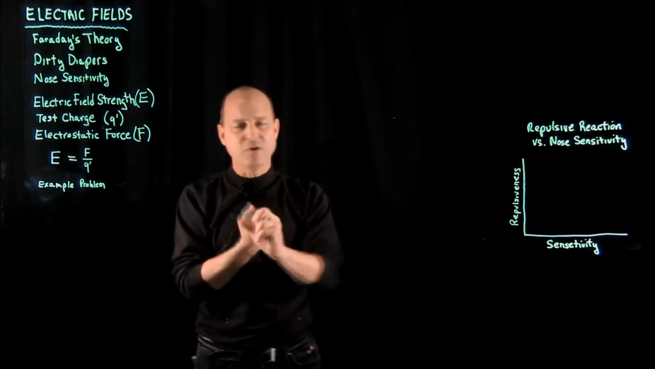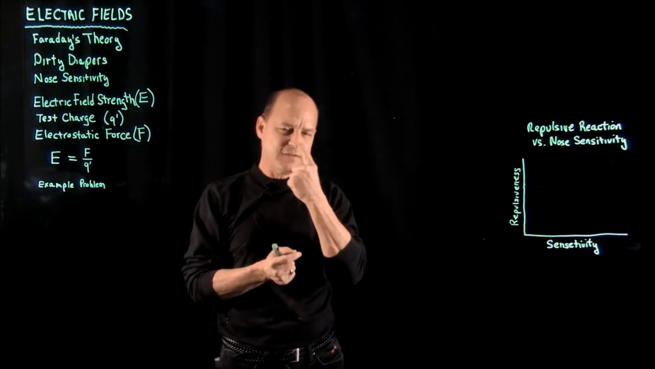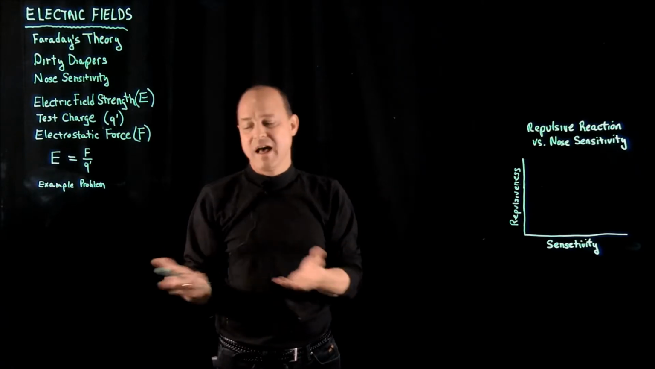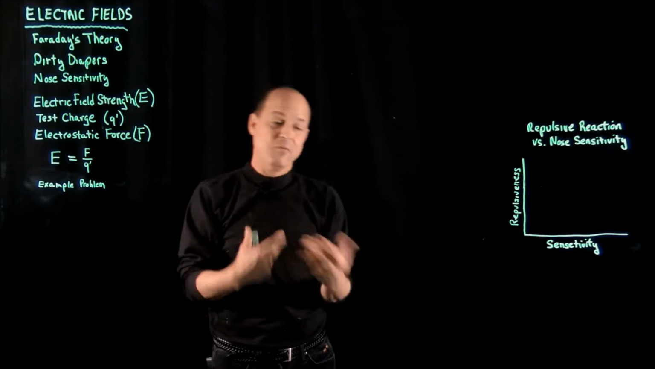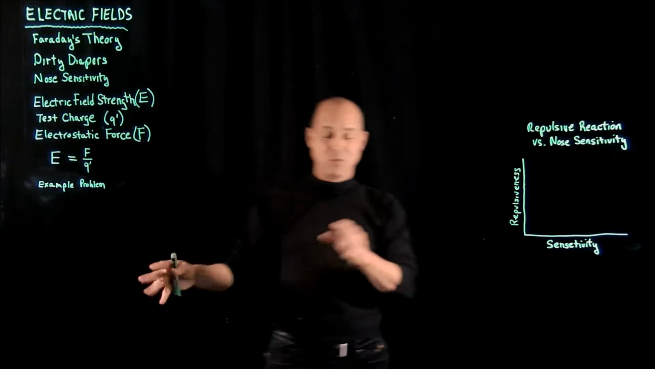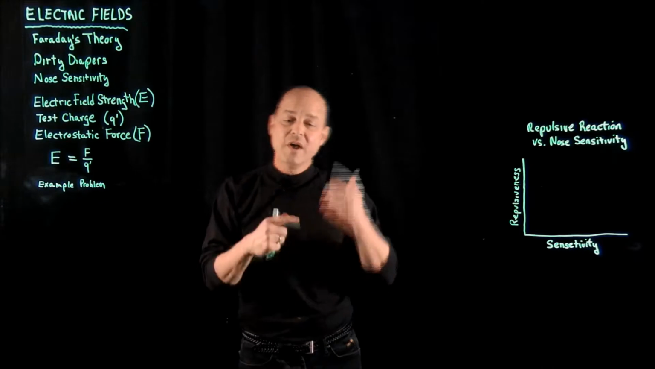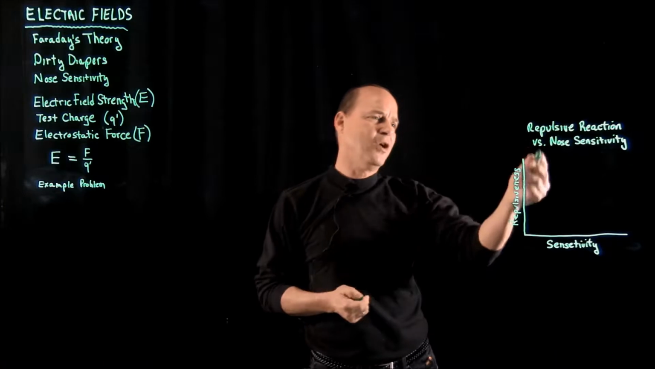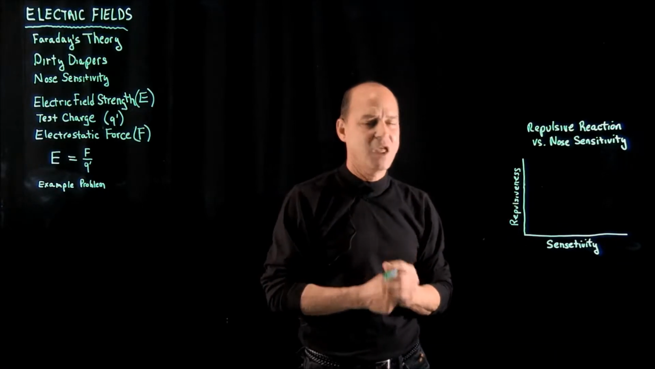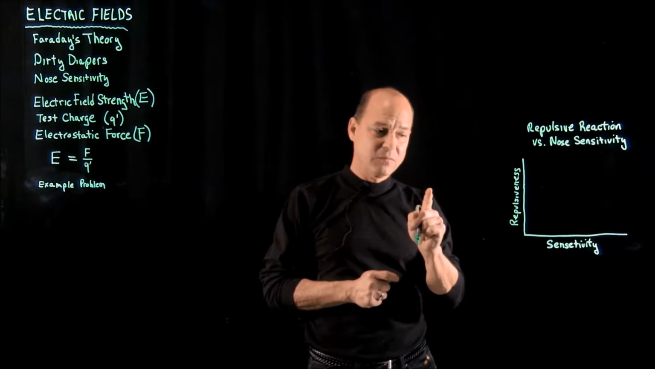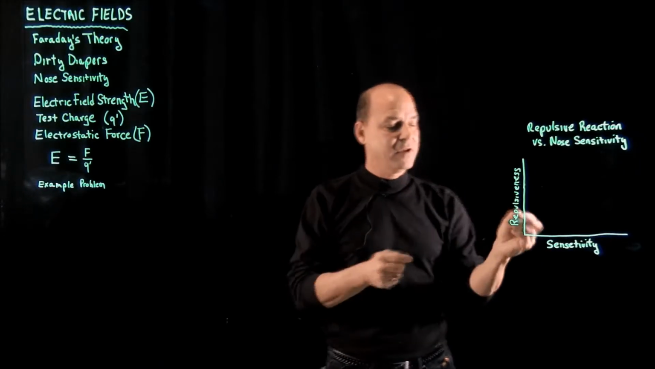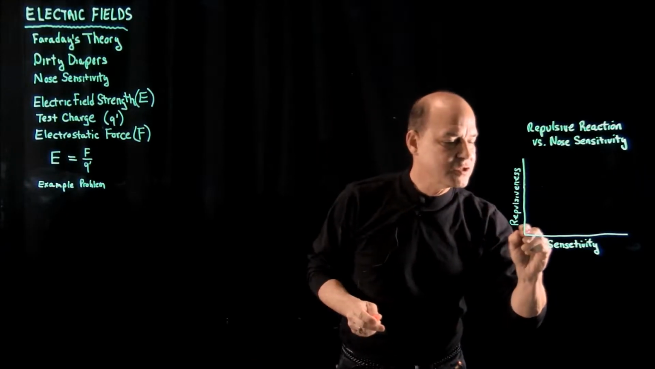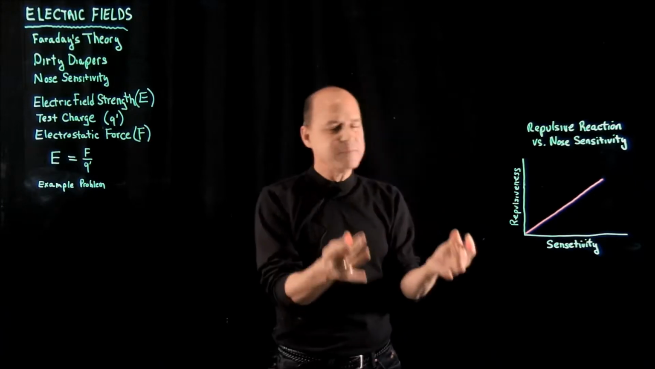It's not only how dirty the diaper is, but it's also how sensitive your nose is, right? My wife has a more sensitive nose than I. She can smell all kinds of things that I don't. I might see a dirty diaper and go, it's a dirty diaper. My wife might smell the same dirty diaper and go, whoa, get that out of here, right? So the sensitivity of your nose has something to do with it. I have a little graph right here, repulsive reaction versus nose sensitivity. For the same stinky diaper, let's use a different color, a graph of repulsiveness versus nose sensitivity, right?